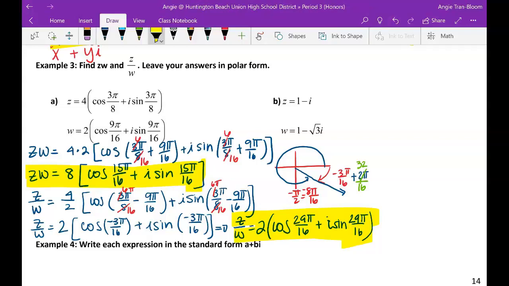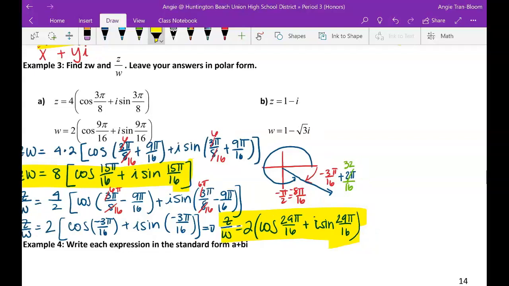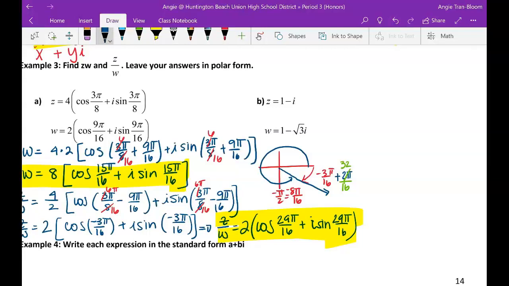Now, what if they give you a problem that's not in polar form? Then guess what? You have to do a little bit more work. I first have to convert it to polar form. To convert it to polar form, I need to find r and theta. So let's find r for z. For z, r is the square root of x squared plus y squared. X squared is 1, 1 squared is 1. Y is negative 1, but negative 1 squared is also 1. So the radius is the square root of 2 for z.